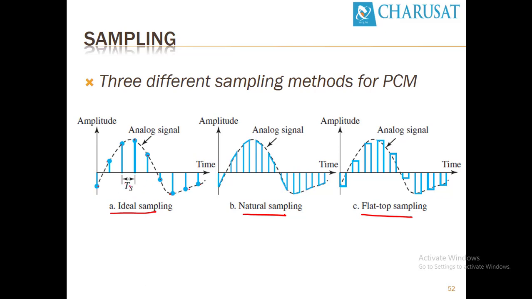Over here TS is narrower than in natural sampling, where we can see these lines are curved. These 2 measured values are connected via some curved line. The third kind of method is known as flat top sampling, where when we start measuring a point, the next point is connected with some flat voltage. But out of these 3, we'll use the ideal sampling method.